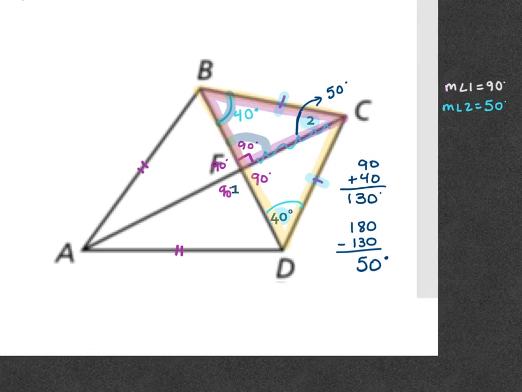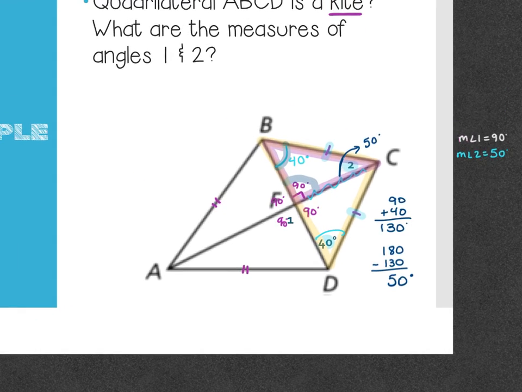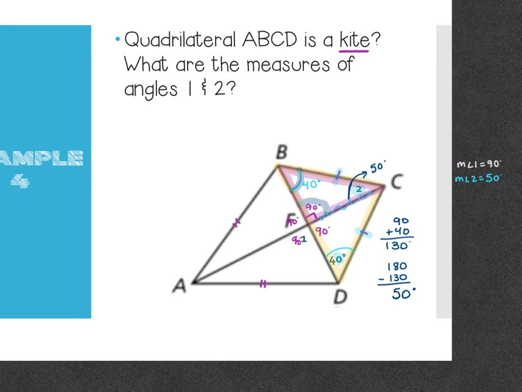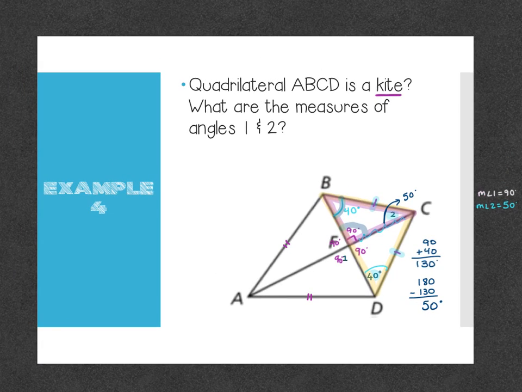So in dealing with a kite, we remember that the sides are congruent, which makes it isosceles, and we remember that the diagonals are perpendicular, which means they form 90 degrees.